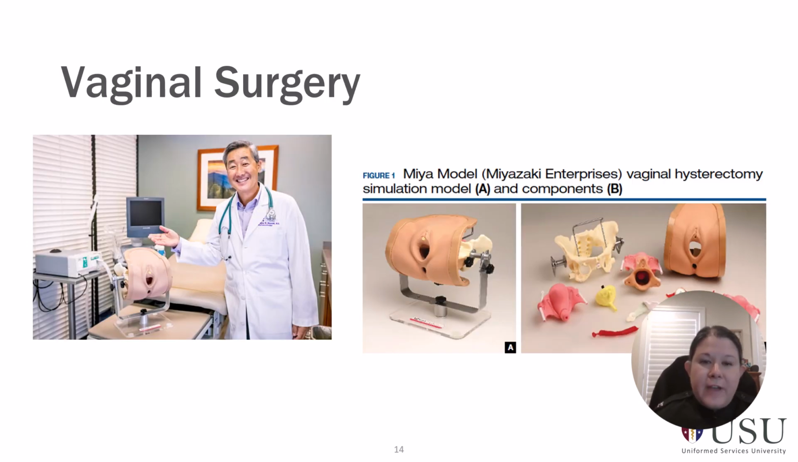There are also vaginal surgery opportunities and task trainers. Here's one called the MIA model, which allows simulation of different vaginal procedures. You can see there are different components that can be used interchangeably to simulate vaginal surgery. Again, a really important part of training and learning new procedures.